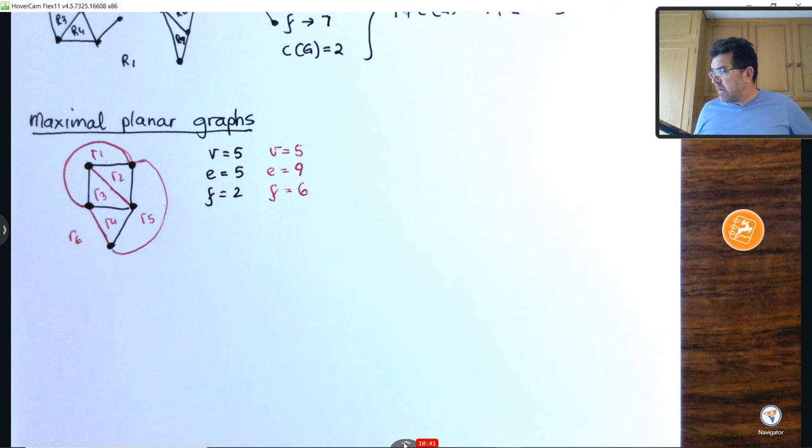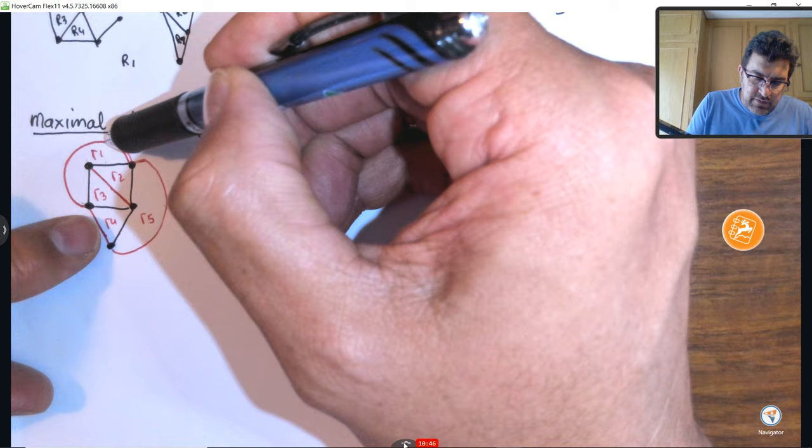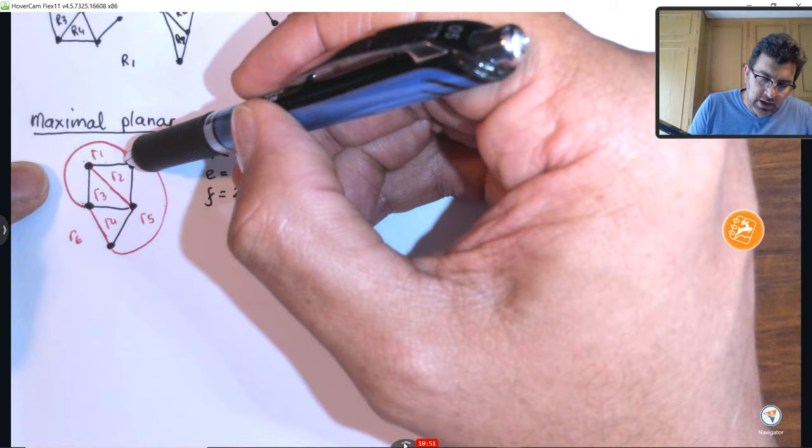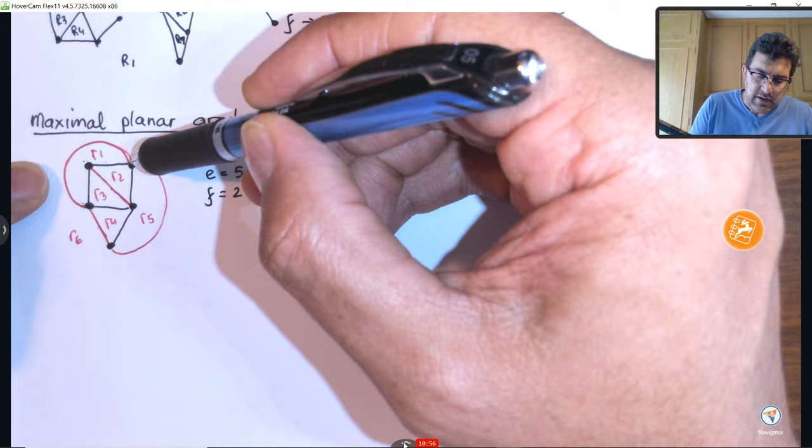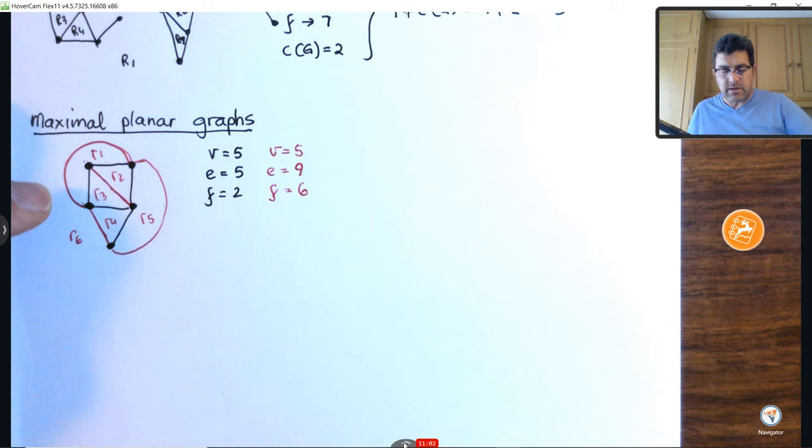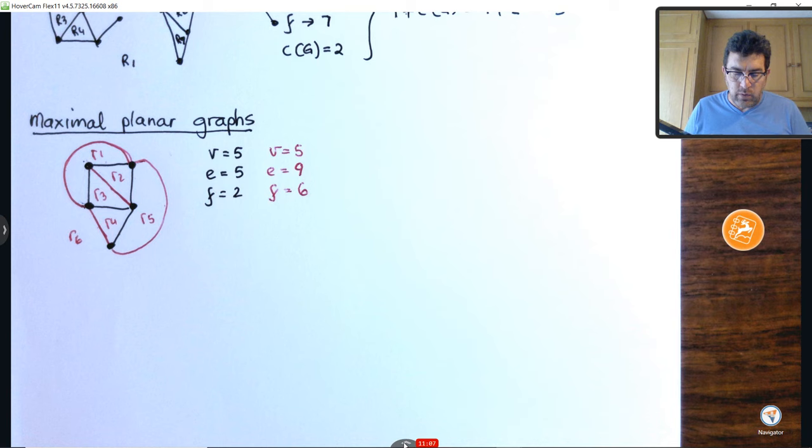All the boundaries of every region form a triangle. In other words, each has 3 edges: edge 1, edge 2, edge 3. The same for each of the other regions. So every region in here is formed by 3 vertices and 3 edges. And we call that triangulation.